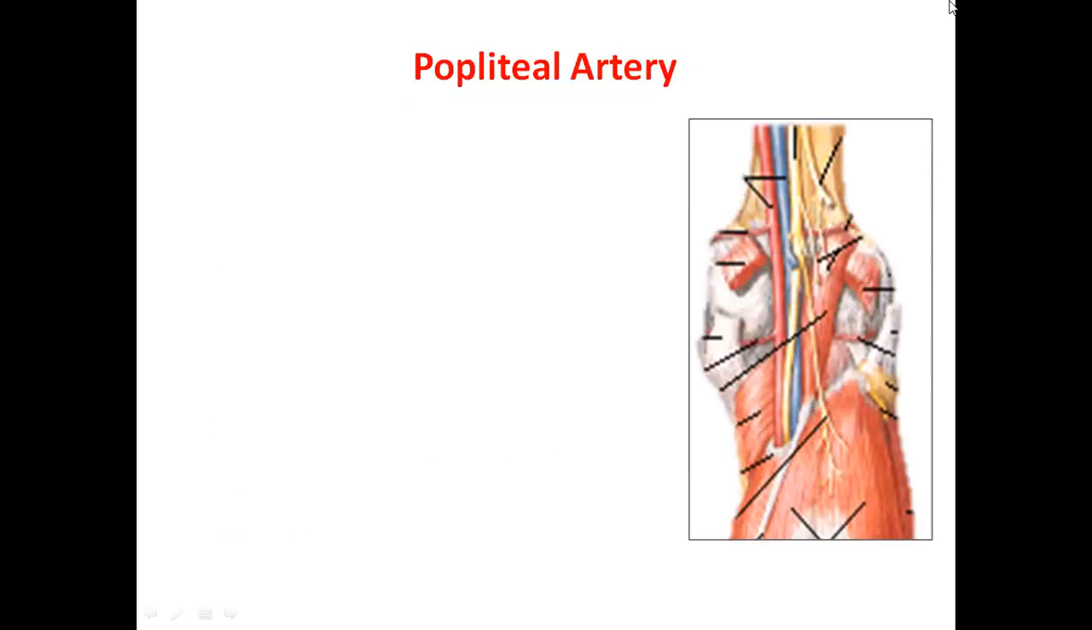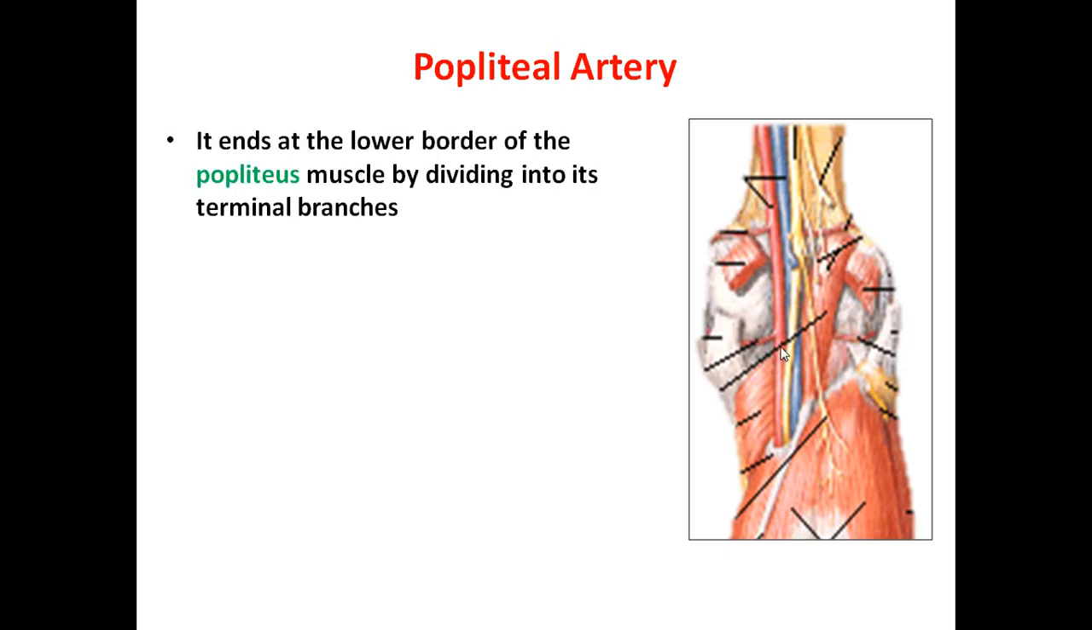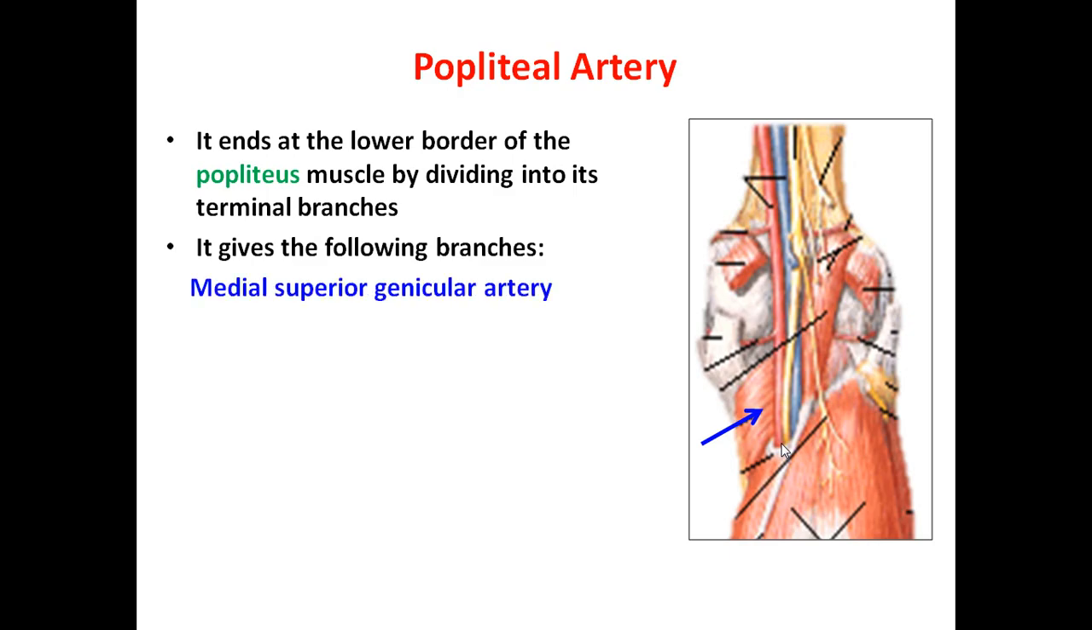This is the popliteal artery. You can see this here. It ends at the lower border of popliteus. This is a muscle, a triangular shaped muscle. Lower border of popliteus, it's ending over there. It gives the following branches.